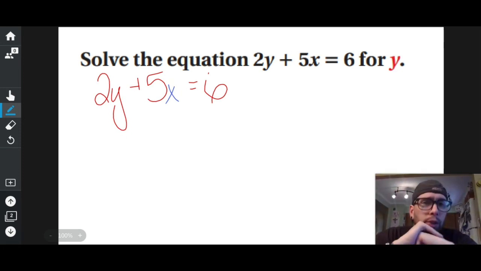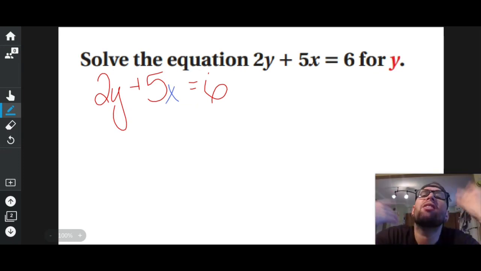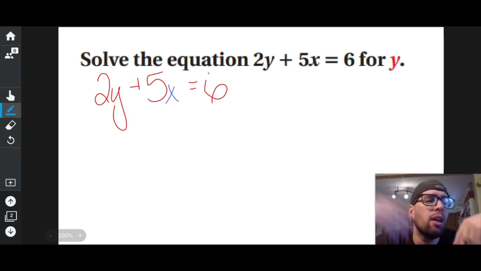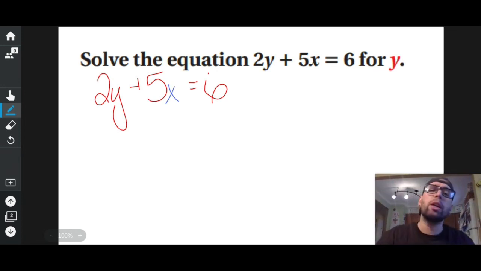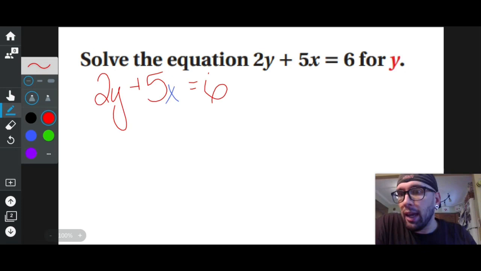Well, that's not a 50. It's a 5x. It's a 5 with a party hat attached. It's a 5 with an ear piercing. It's a 5 with glasses. So what are we going to do? Well, let's just get rid of 5 and x all at the same time.